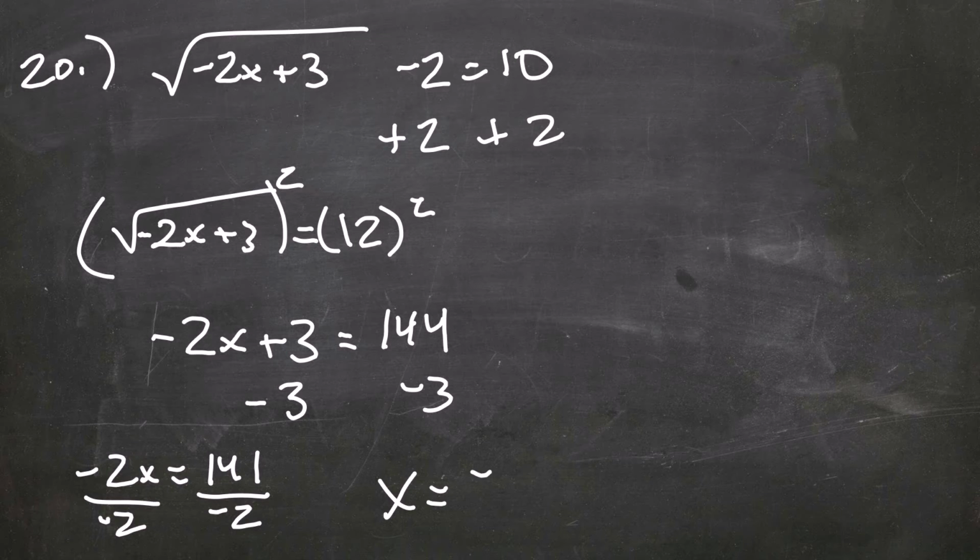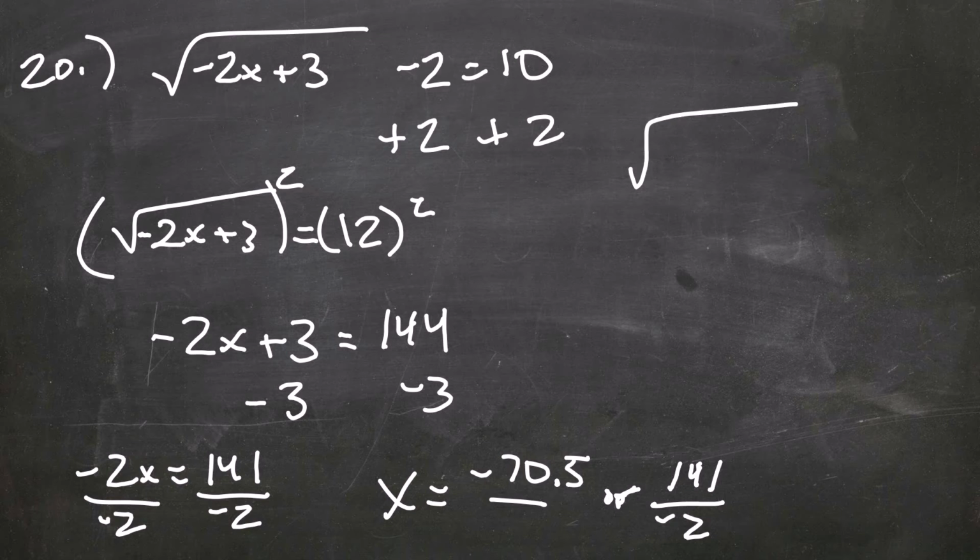Divide by negative 2. I get x equals negative 70.5 or 141 over negative 2. One of those two. Okay? Plug it in. So I got to check my work to see if these work. Square root, I have negative 2 times, that's why I love it as a fraction, because this works out really nice. So 141 over negative 2 plus 3 minus 2, does that equal 10?